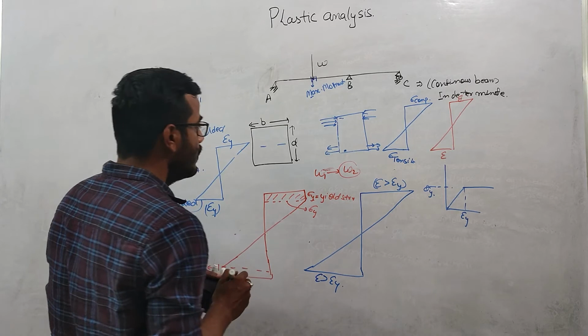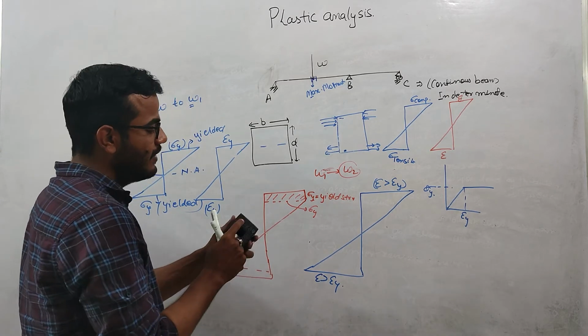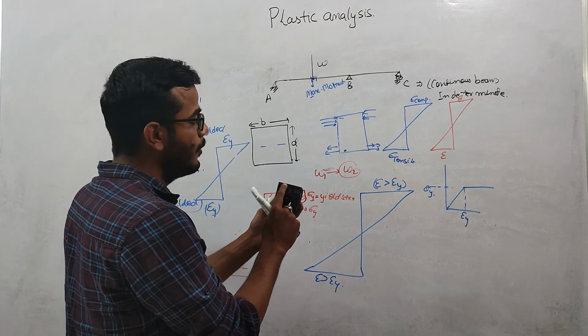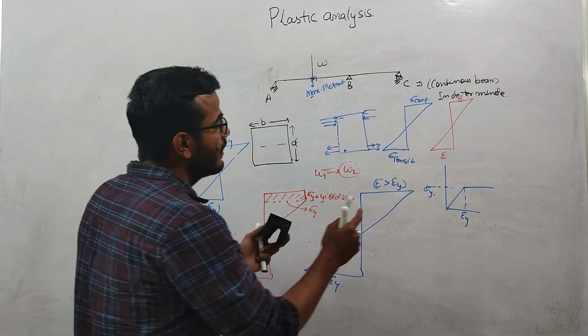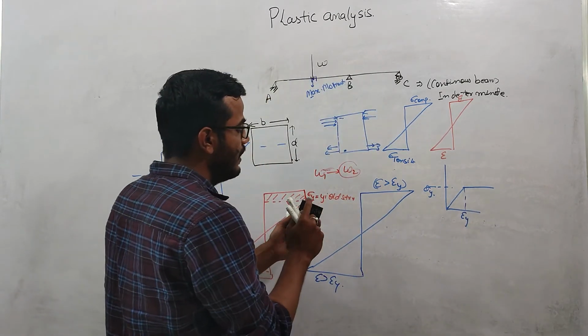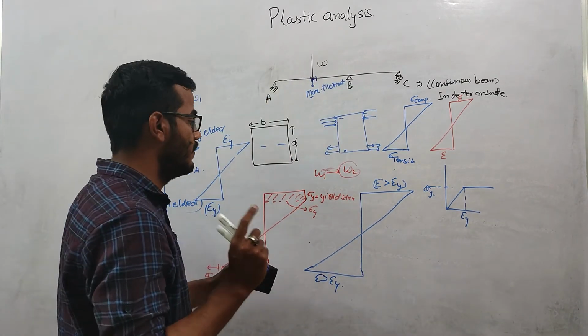Strain will increase. After yielding, this fiber has reached the yield point sigma y, but its strain will increase, as you can see from this curve. Strain will increase, but the stress will remain constant, right?